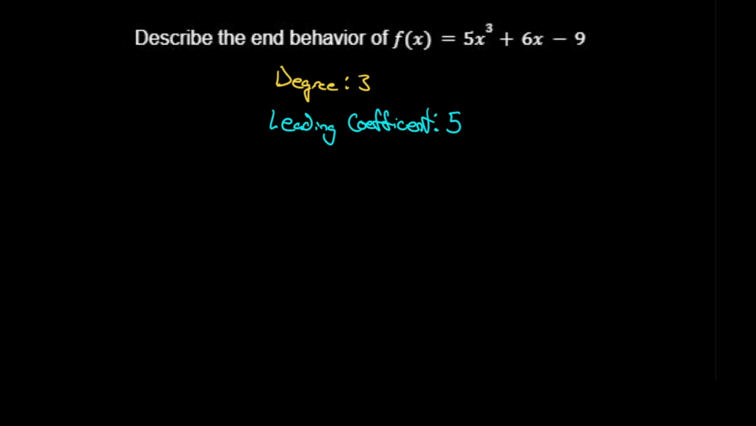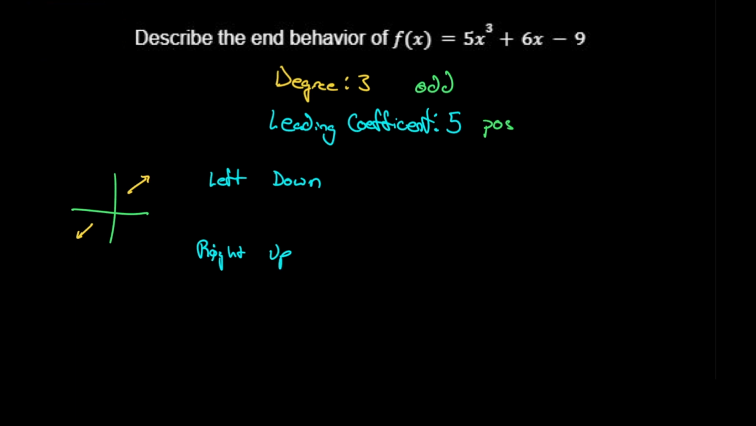The degree here is an odd degree, so both sides are doing two different things, while the leading coefficient is positive. So I know that the basic shape of the graph will look like this, with the right side up and the left side down. If we do end behavior from this, I said the left side was down, left arrow points down, right arrow is up. Just got to turn that into mathematical notation.